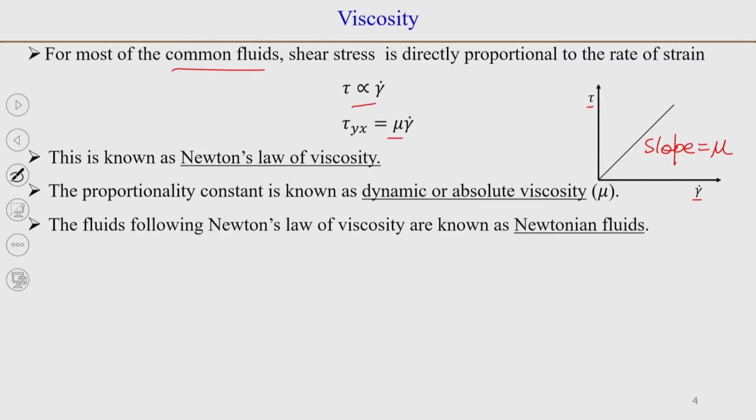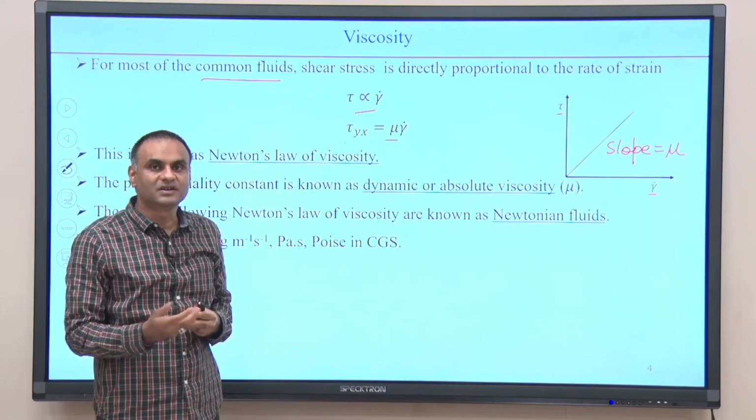And the fluids that follow this Newton's law of viscosity are called Newtonian fluids. So, we can write down the units in different systems. For example, if you write in terms of fundamental units, the dimension of viscosity will come out to be M L^-1 T^-1. So, the unit will be kg per meter per second, or if you write in terms of pascals, because the unit of tau is Newton per meter square.